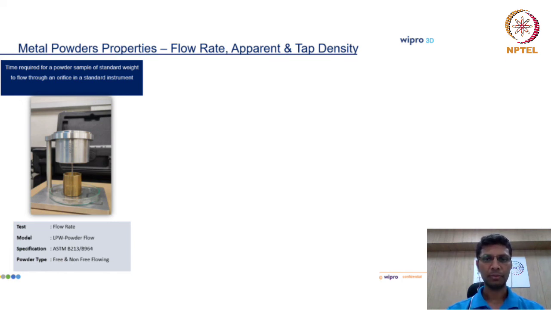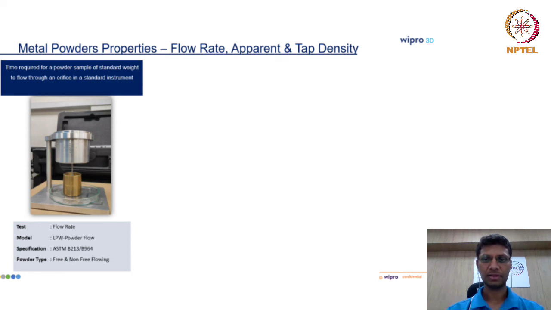Weigh 50 gram of powder. This quantity depends upon the metal alloy. Pour into the flow funnel by static or dynamic method. Start the timing device when the powder discharges from the orifice, and stop the timer when the last powder exits the orifice. Report the time for the powder to flow. A shorter time reported for this test means that the powder flows more easily.